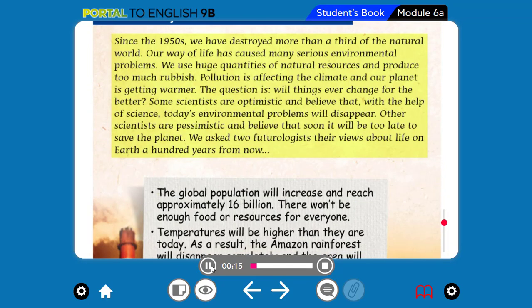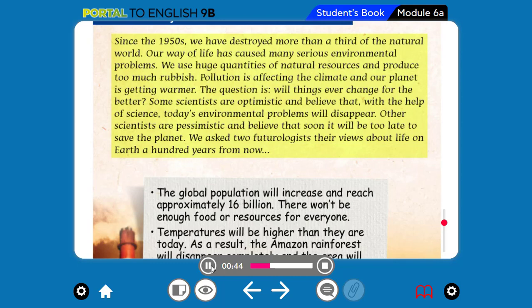Since the 1950s, we have destroyed more than a third of the natural world. Our way of life has caused many serious environmental problems. We use huge quantities of natural resources and produce too much rubbish. Pollution is affecting the climate, and our planet is getting warmer. The question is, will things ever change for the better?